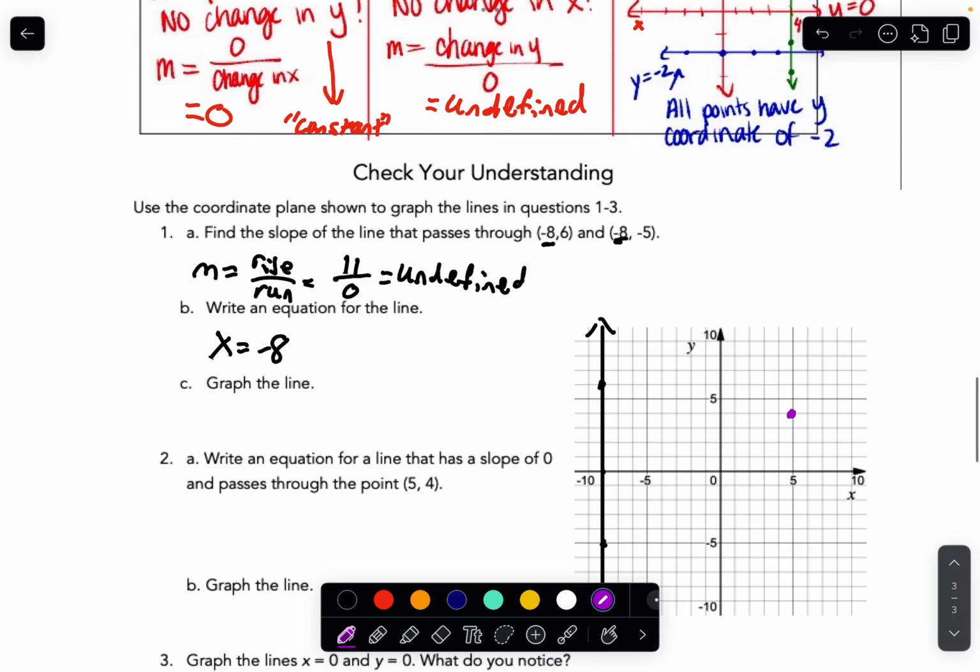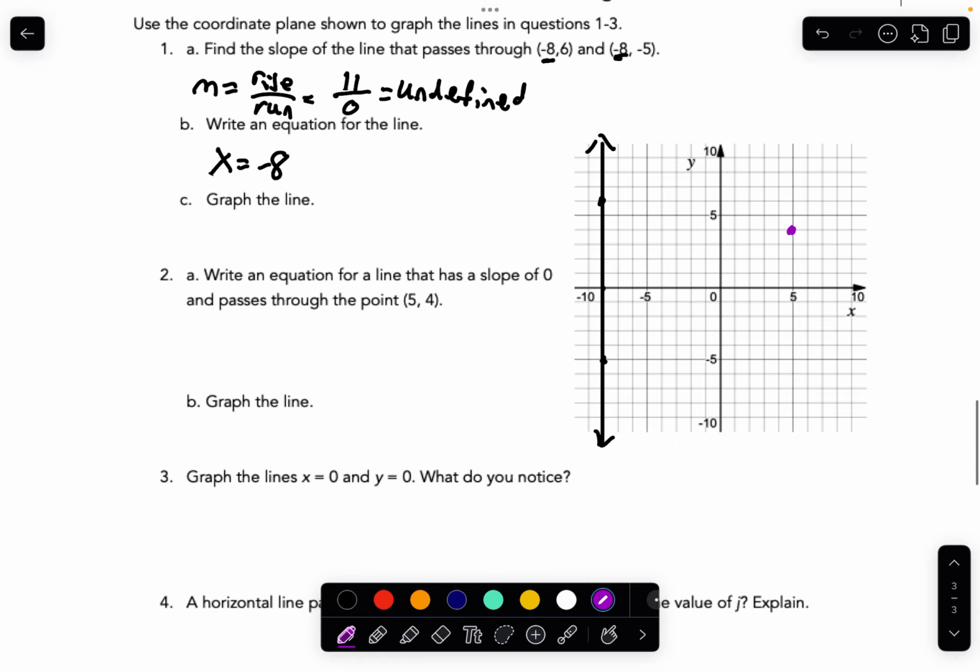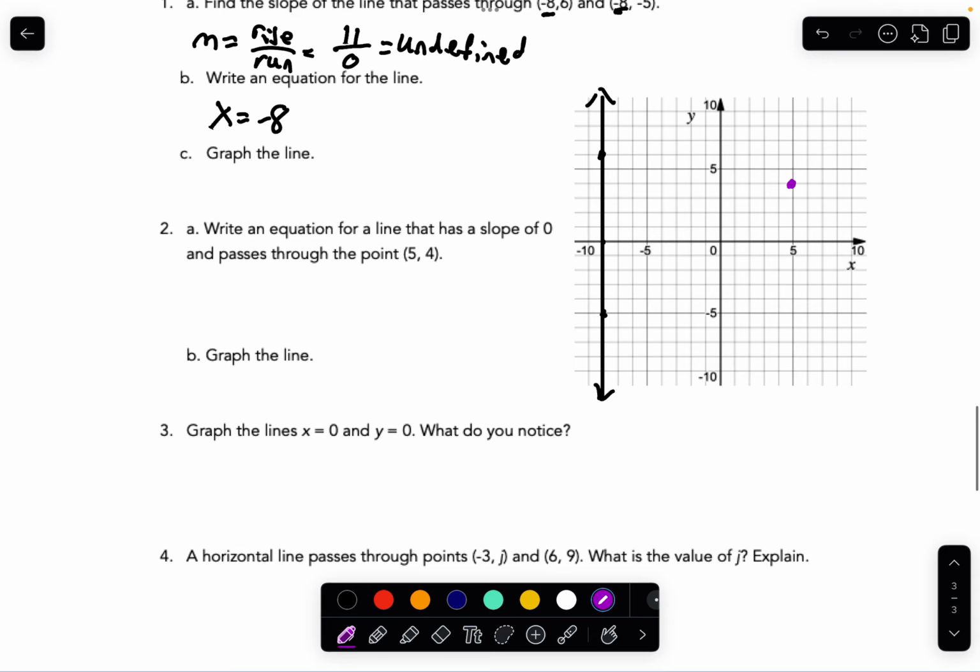So, there was a hair on my screen. It's driving me nuts.